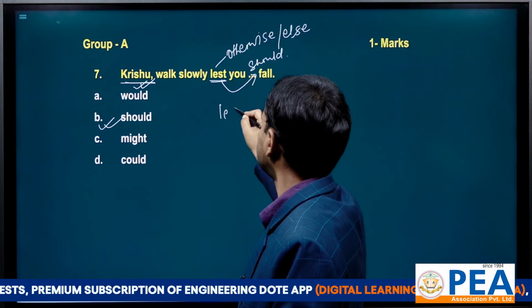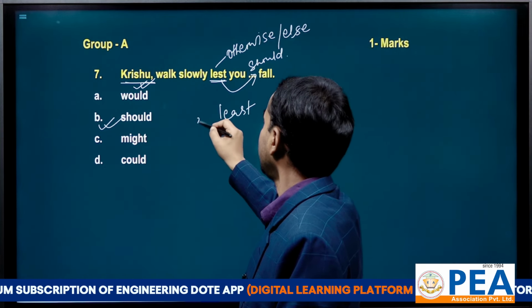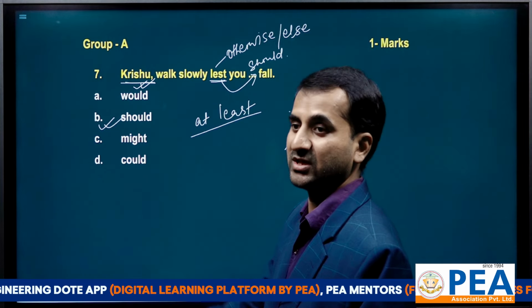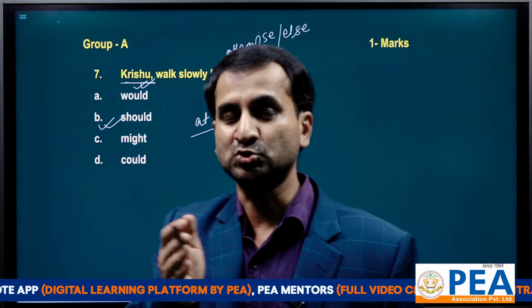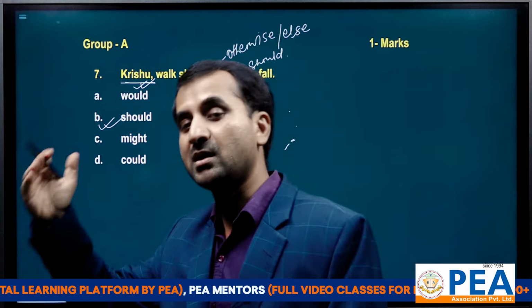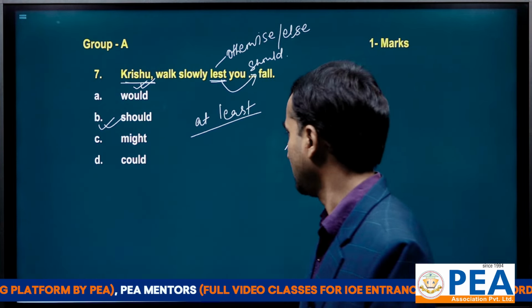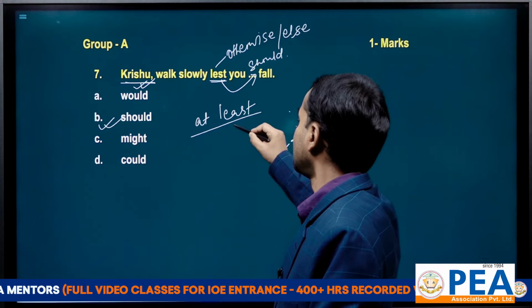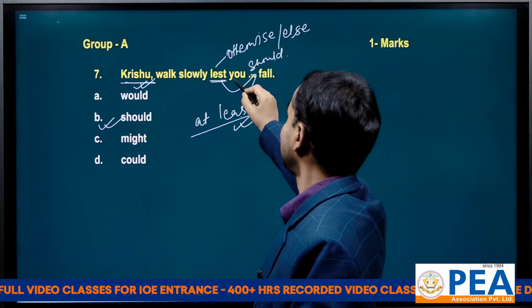Another word is least, L-E-A-S-T, and it takes at before it. It means कम्तीमा. If I have to say, at least there should be 10 students in the classroom so that I can conduct the class. I can run the class. कम्तीमा 10 वटा विद्यार्थी तो हुनु पर्यो क्लास चलाउनलाई. At least there should be 10 students. That is least.